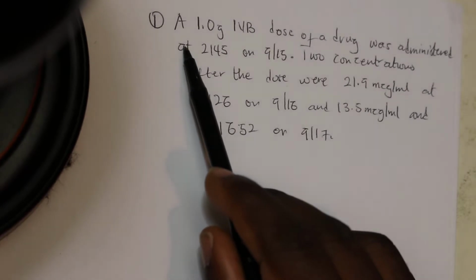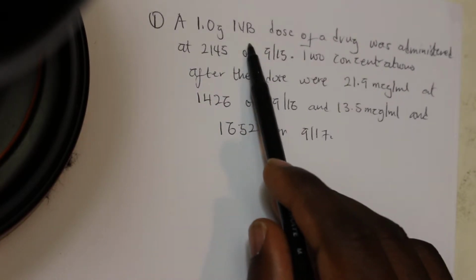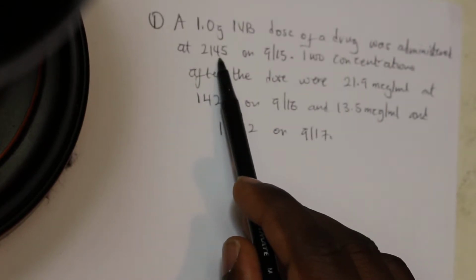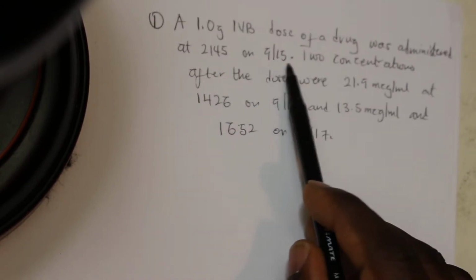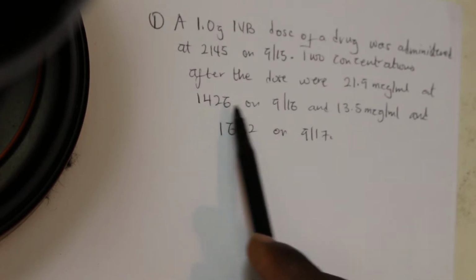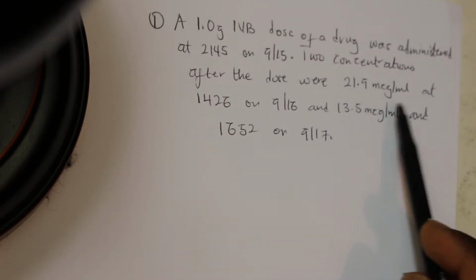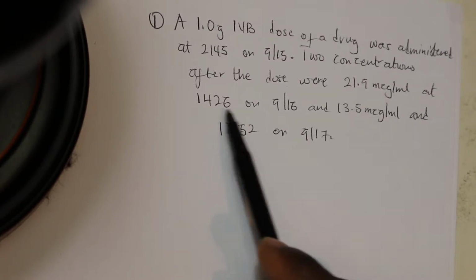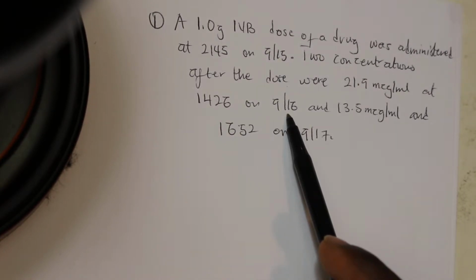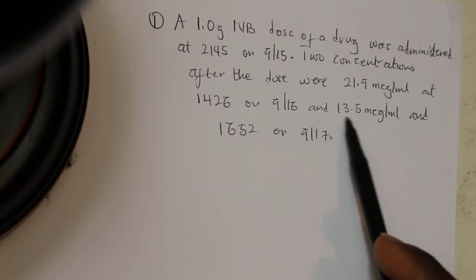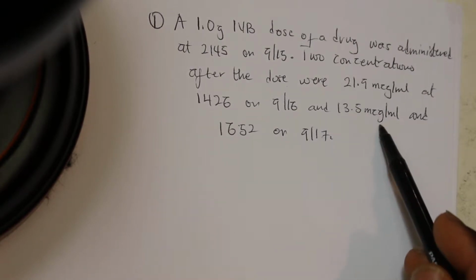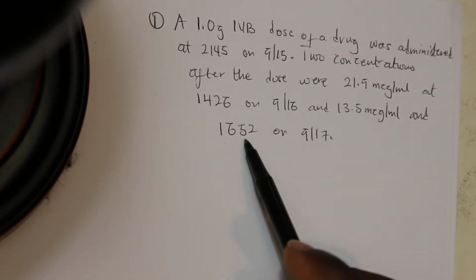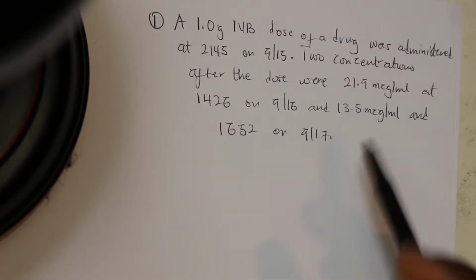It goes: a 1 gram IV bolus dose of a drug was administered at 21:45 on 9/15. Two concentrations after the dose were 21.9 micrograms per mL at 12:14:26 on 9/16 and 13.5 micrograms per mL at 16:52 on 9/17.